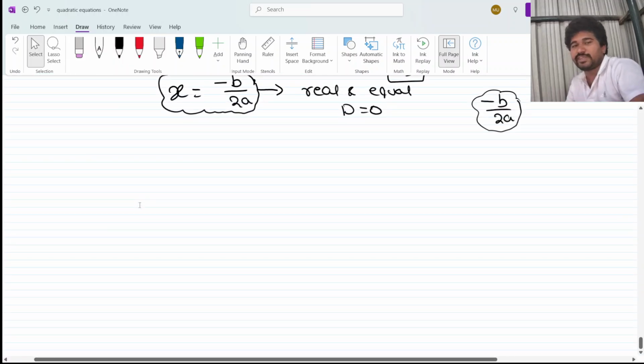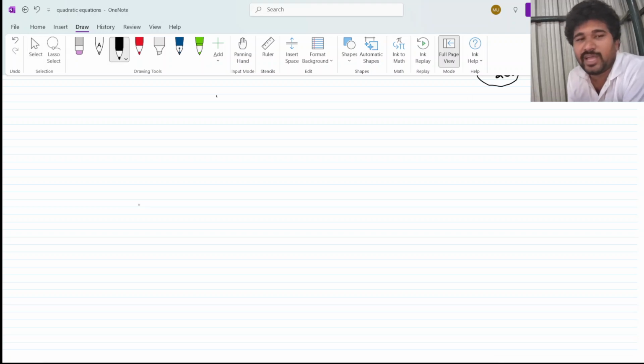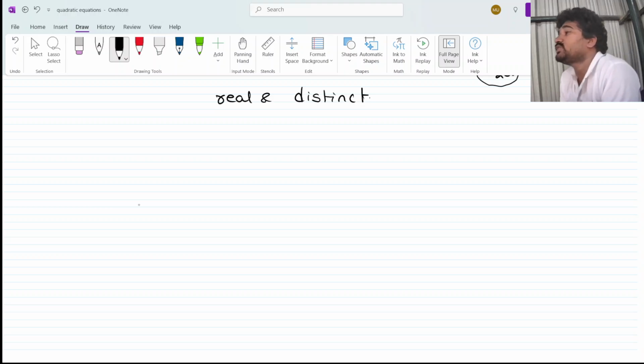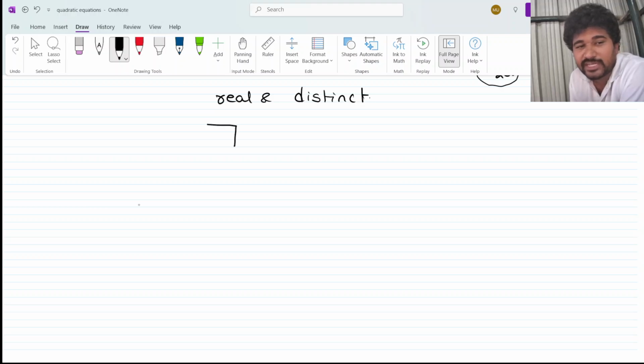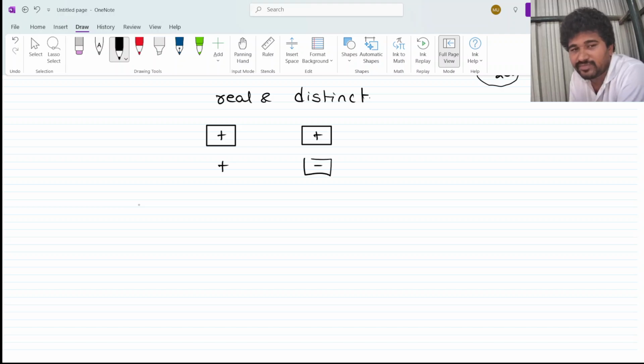Now observe carefully. If you say one situation will be having roots are real and distinct. Roots are real and distinct. That means you are going to get two values. Am I correct or not? Two values. The two values may be positive positive, or may be positive negative, or maybe negative negative.